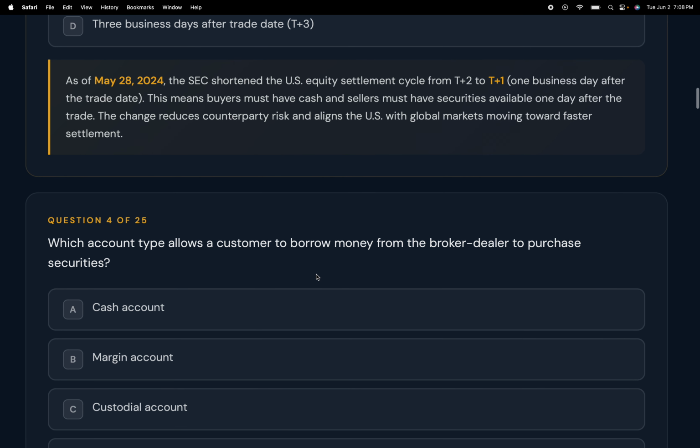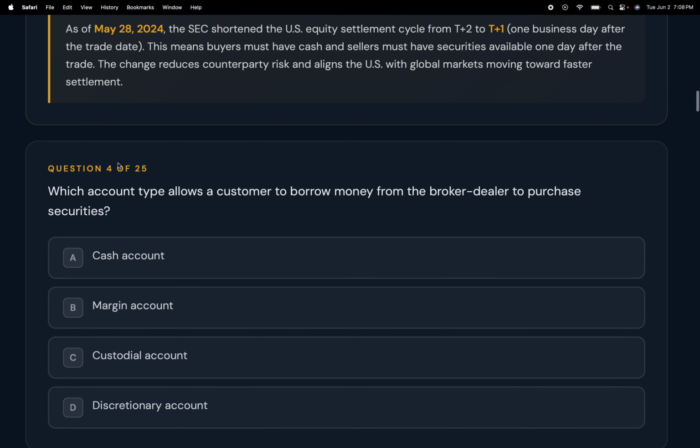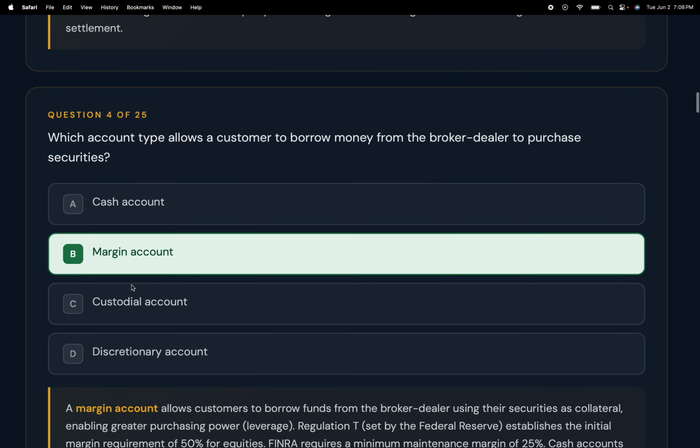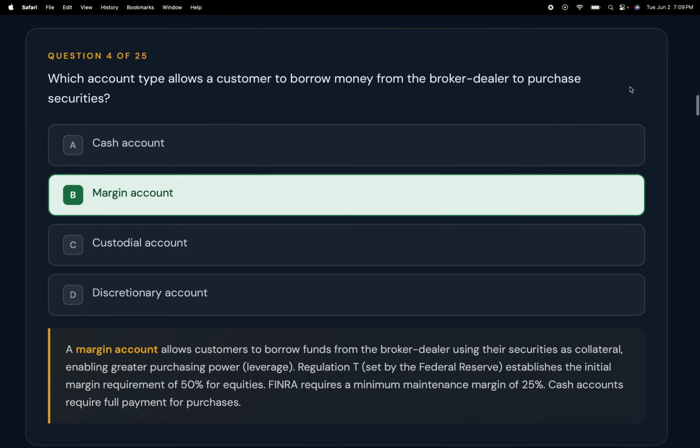All right, which account type allows a customer to borrow money from a broker-dealer to purchase securities? There's already a trigger word in this, and we're going to have a couple triggers on this. Margin account. So here's what I want you to write down. Number 1, margin account equals borrow money. If I see a question that says borrow money, I'm going to start thinking about a margin account. That's number 1. Number 2 is I'm going to think about Regulation T. If you notice down here, it's potentially another answer. It's set by the Federal Reserve. But let's get back to the margin, okay?